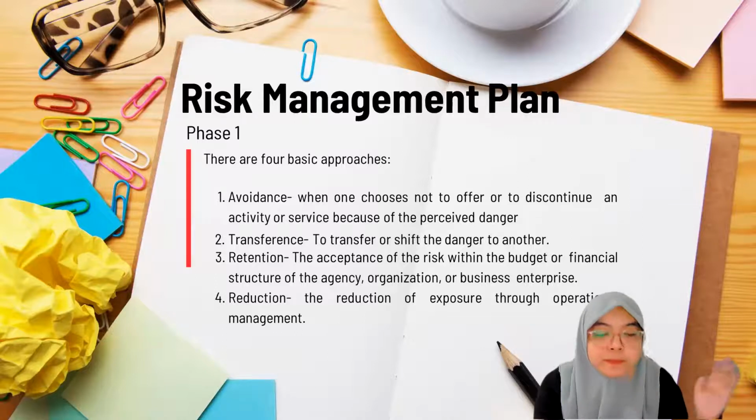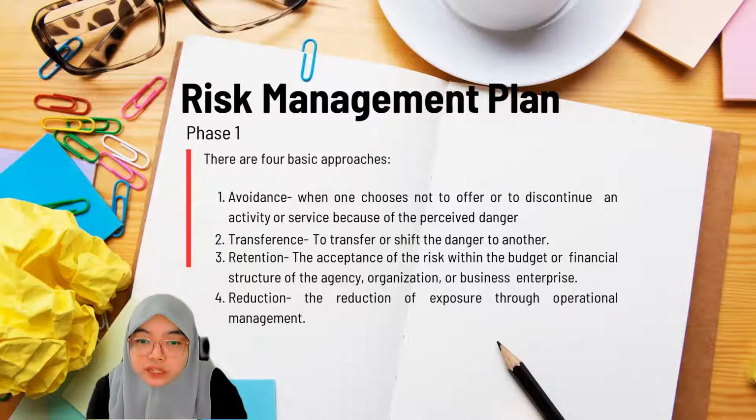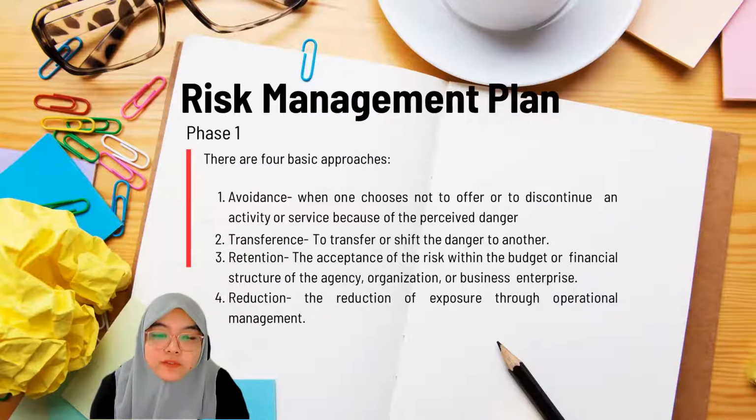That means it's a transference. And then number three, retention, the acceptance of the risk within the budget or financial structure of the agency, organization, or business enterprise. Meaning you accept, okay, this is basically a risk, so it will cost us a lot. So what measures are we going to take to ensure that we give a solution to this problem. And number four, we have reduction, meaning a reduction of exposure through operational management. So if you have a frequency of 5 activities, you need to reduce to 3 or 2 activities. So it will reduce the danger and reduce the risk altogether. Okay, is that clear?